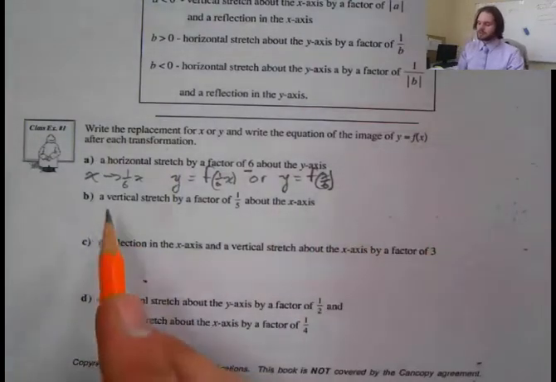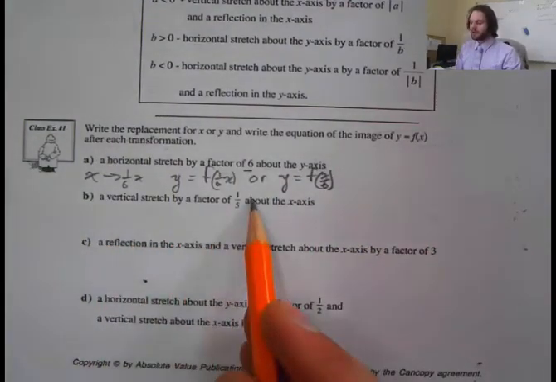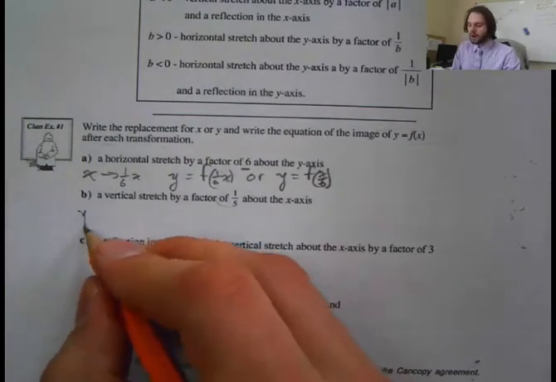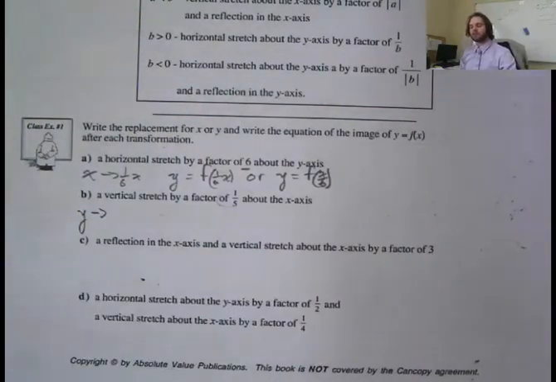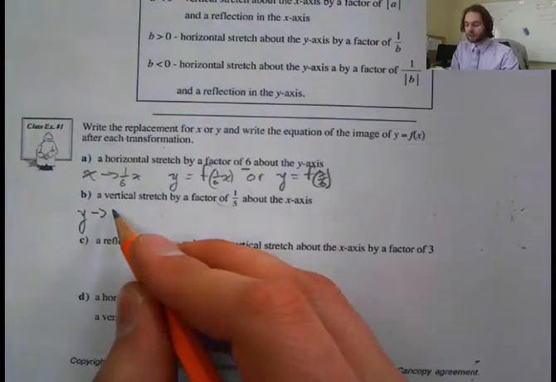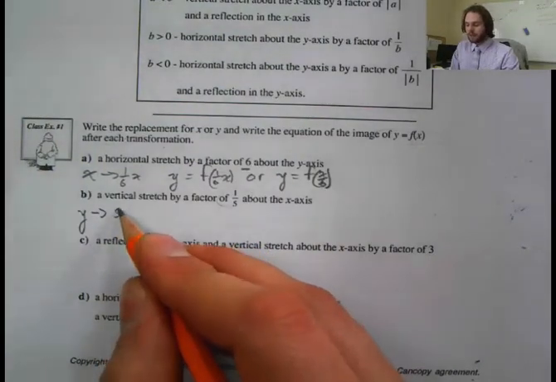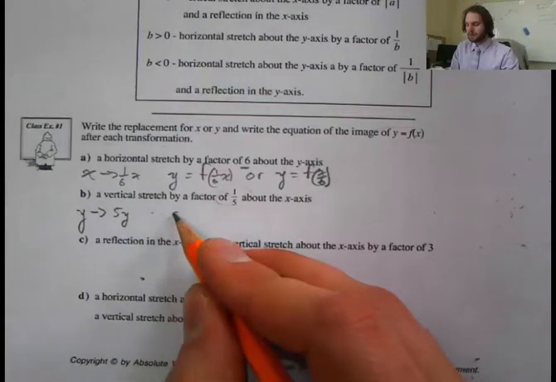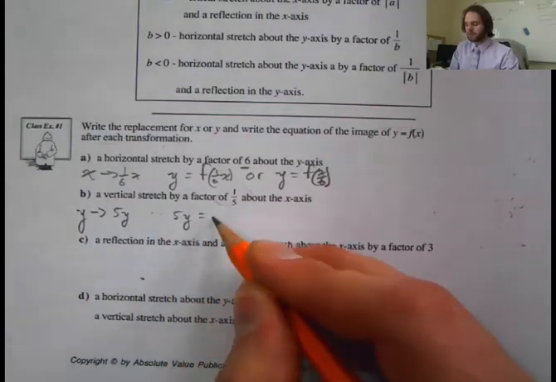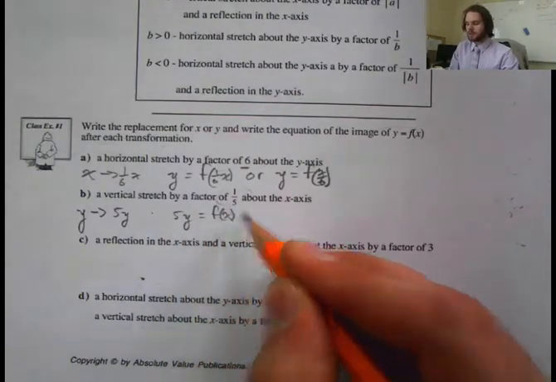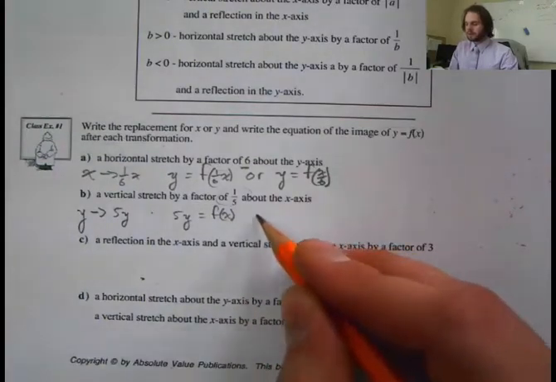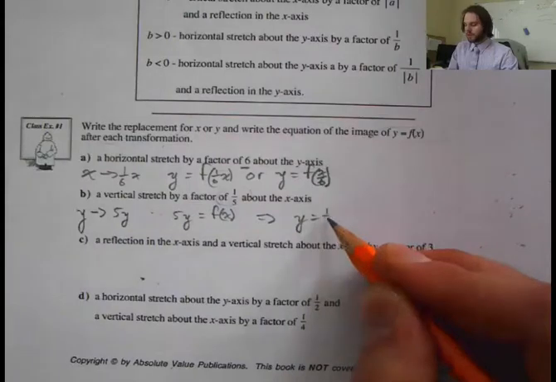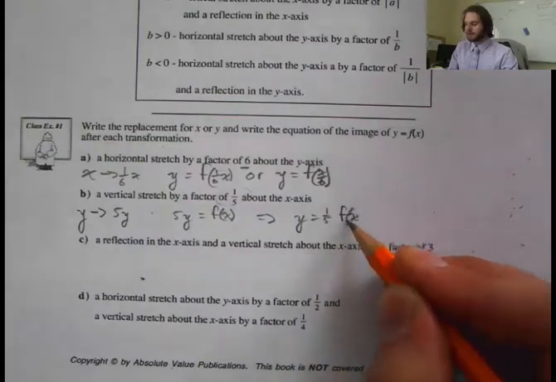Now the next one here says a vertical stretch by a factor of 1/5. As soon as we're looking at vertical, we're looking at y. It's getting replaced with 5y. So then we end up getting 5y is equal to f of x, which then gives us y is equal to 1 over 5 f of x.